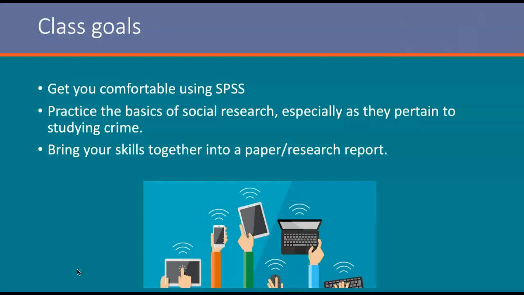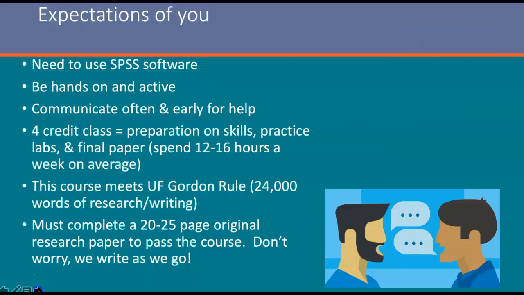So the goal is to get you comfortable using SPSS, to provide you the basics of social research, especially as they pertain to studying crime. So how do we know what we know? How do we know what the crime rate is? How do we get that data and that information? How do we study it? We could study it in a lot of ways. So this class will help you see all the different ways that we get information about the world. It's going to bring your skills together into a paper or research report. That's a big, big paper that's required for class by the major and also by the university.